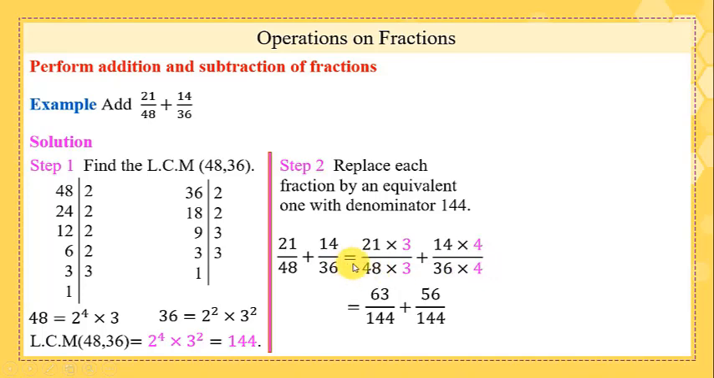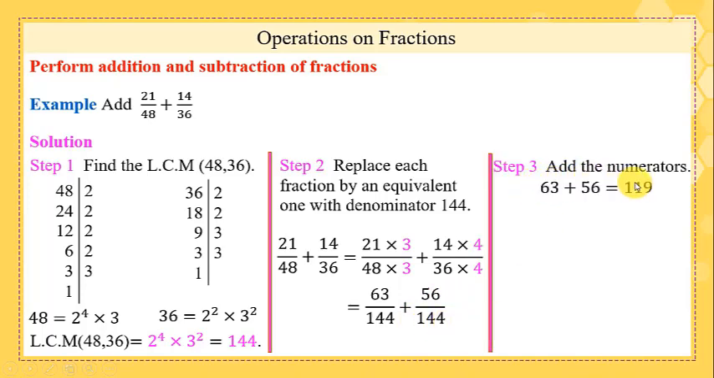Then the answer will be 21 times 3 over 48 times 3 plus 14 times 4 over 36 times 4, which is equal to 63 over 144 plus 56 over 144. Then the last step is adding the numerators. Then 63 plus 56 is equal to 119. So the answer will be 119 over 144.